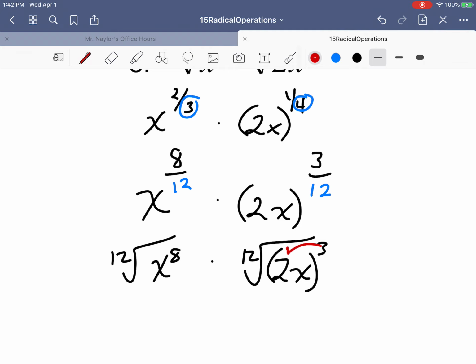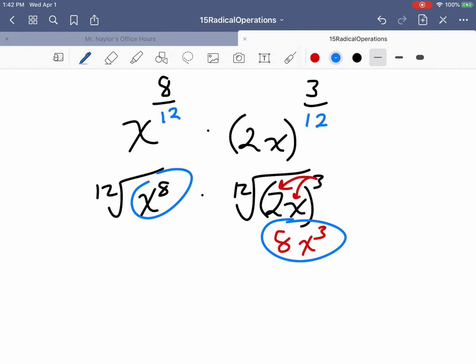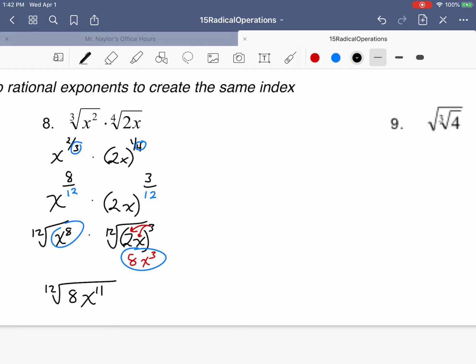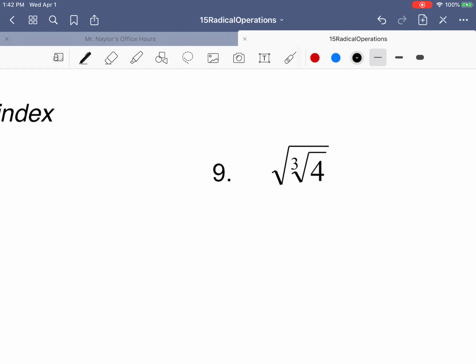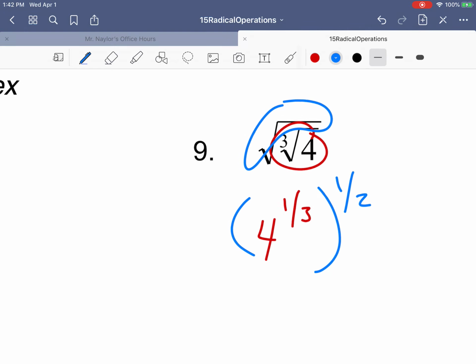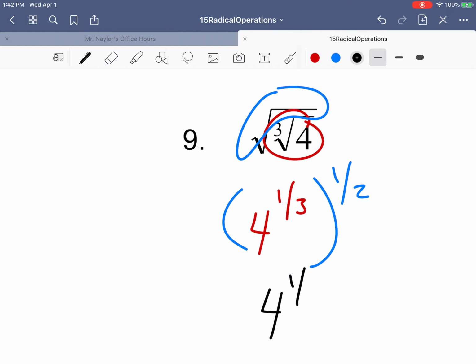Now, I think I can actually do some math in here. I can change this to be 8x cubed, so that when I get to the business of actually multiplying these together, which you do want to multiply them together, they're both underneath, and they can be combined, then I can actually add the exponents to be x to the 11th. So we end up with the 12th root of 8x to the 11th. And then this last one, it's really a 1/3, and of course it's really a 1/2. So we end up with a 1/3 and a 1/2, which ends up giving you 1/6. But we want to write this as a radical, so this would be like the 6th root of 4.